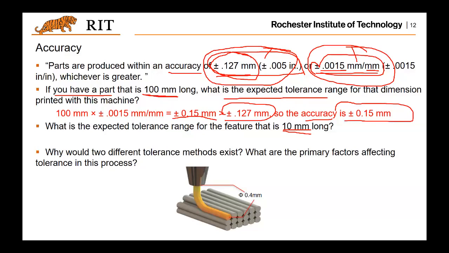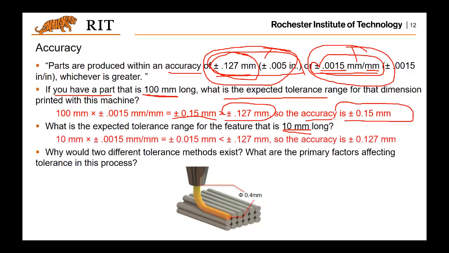So if we print a feature or part which is quite small, like the one shown here, 10 millimeter, let's compare which error dominates. Again, we compare this dimension related error, and it turns out it's pretty small, 0.015 millimeter, which is smaller than this absolute error, 0.127 millimeter. So we choose this one as the overall error, because due to the hardware, the size of the nozzle, even if you only have this kind of error by this computation, it cannot be achieved. So that's why the error is this, and this will be the dominant factor for the error.